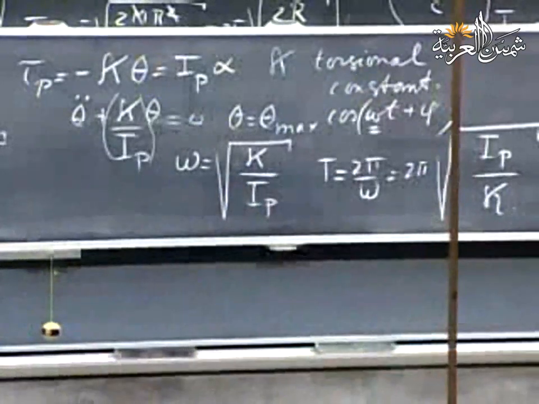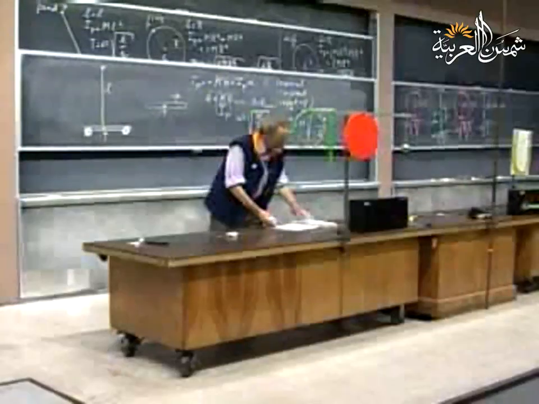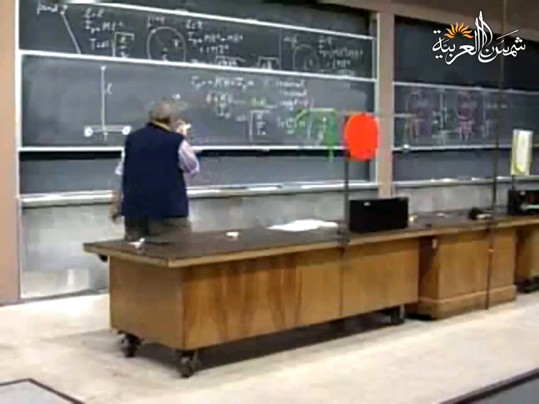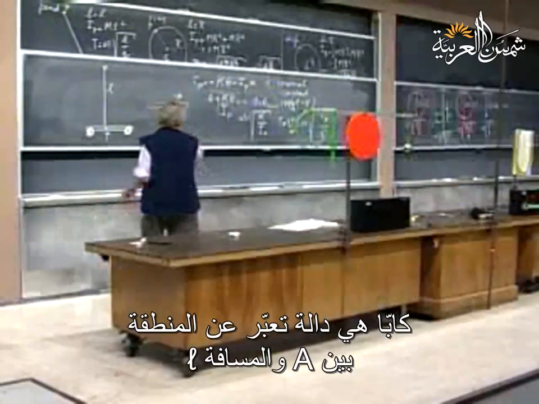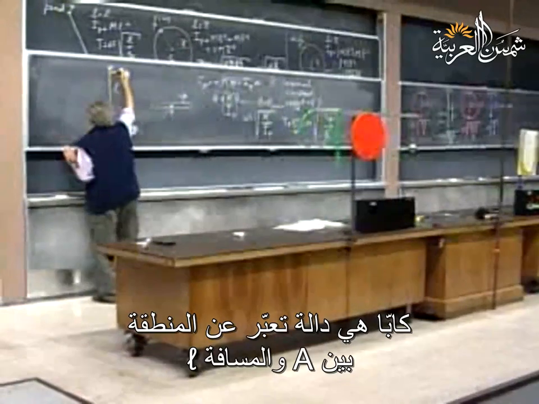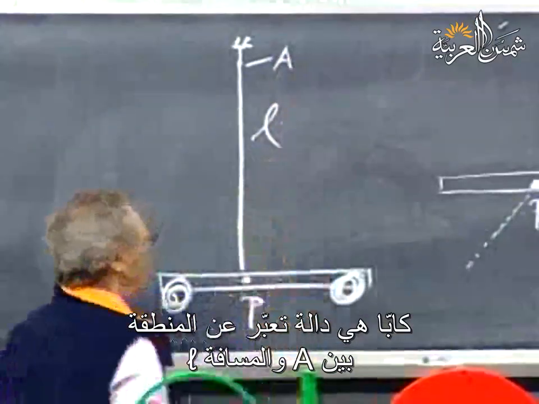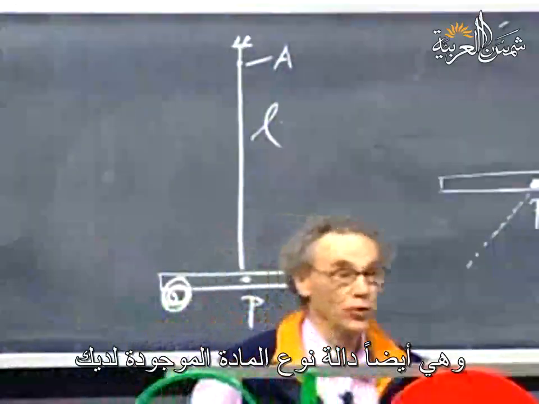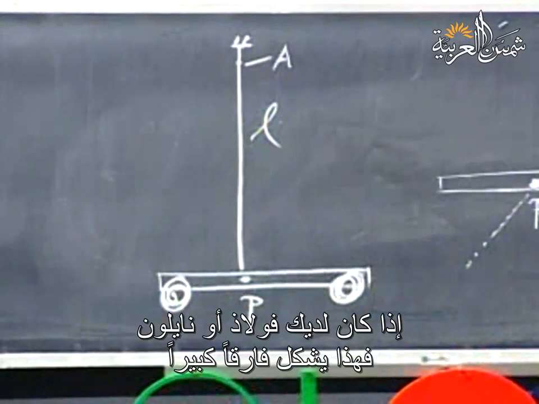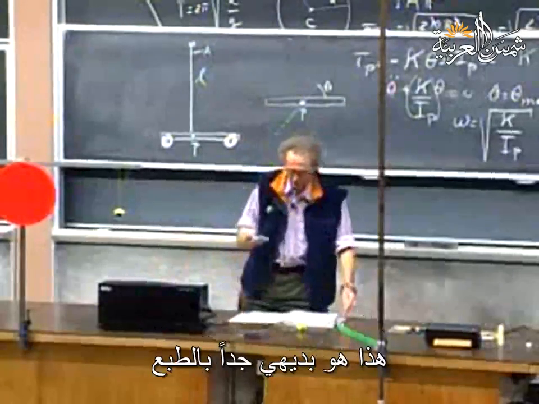Well, how about kappa? Kappa is a function of the cross-sectional area here, A, and the length L. And it's also a function of what kind of material you have. Whether you have steel or nylon makes a big difference. It's very intuitive, of course.